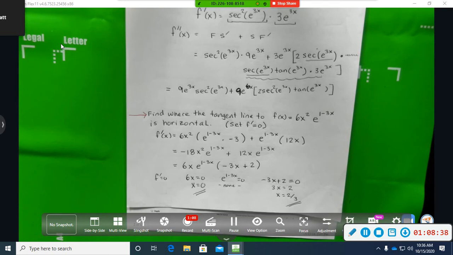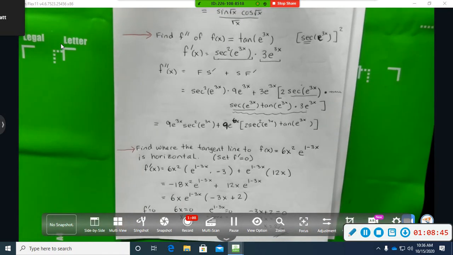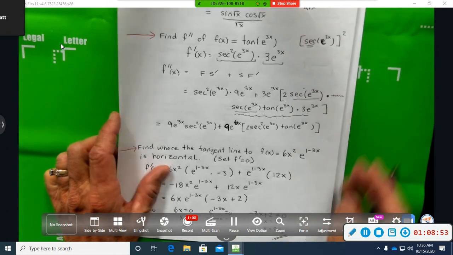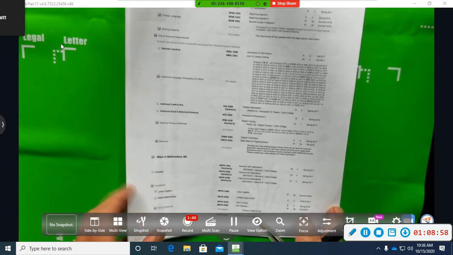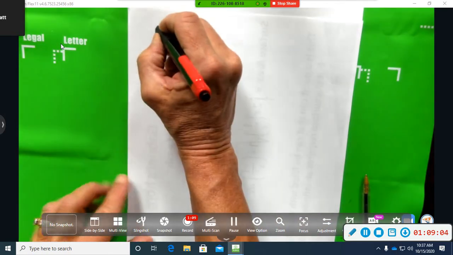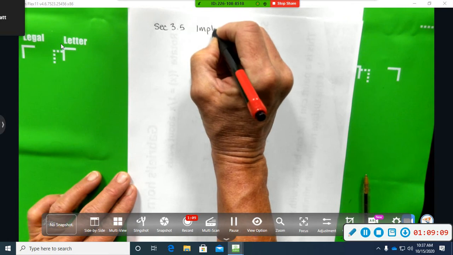So I can ask you a lot from here, like, for instance, let's see, what page am I on? I've got to try to number my pages here. Number 4, and number 4 right there. All right, so here's page 5. And we're looking at section 3.5, implicit differentiation.